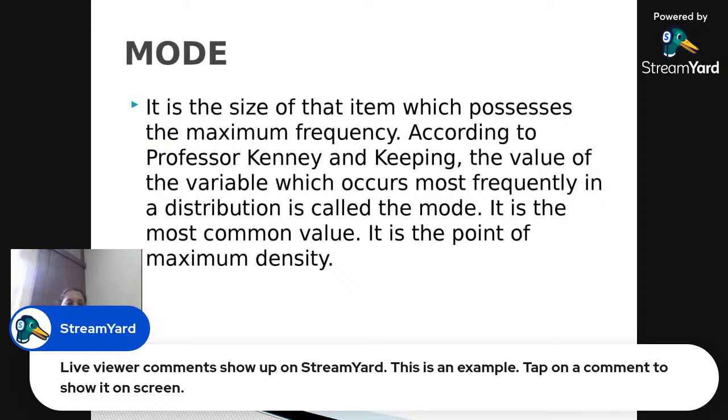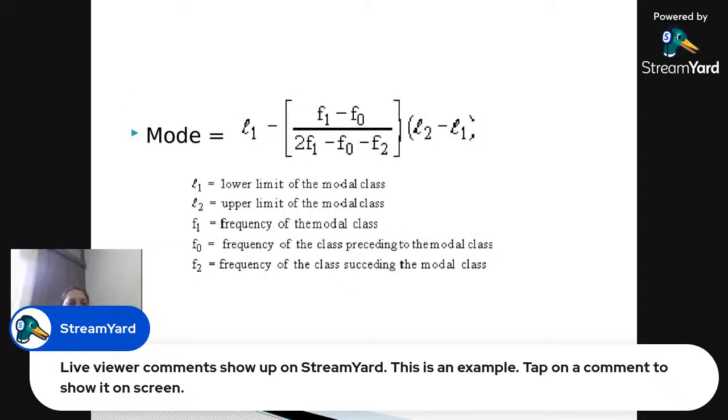Now, let us discuss the mode. Okay. So, what is mode? Mode is the size of that item which possesses the maximum frequency.